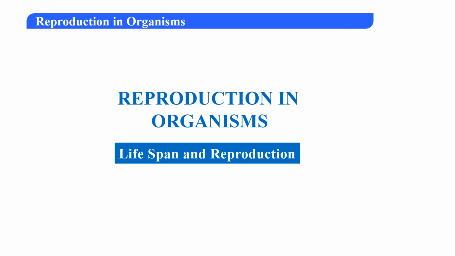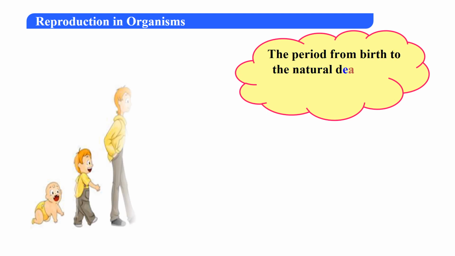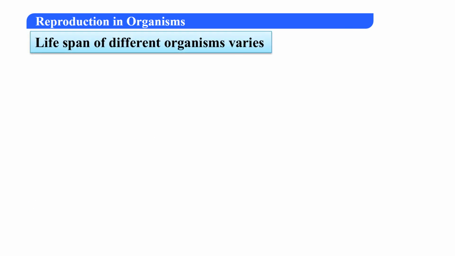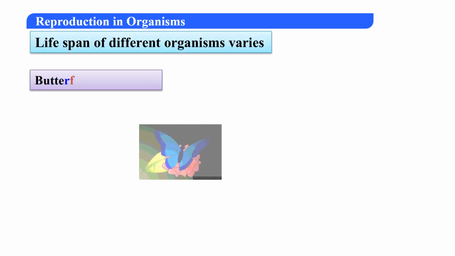Reproduction in organisms, lifespan and reproduction. The period from birth to the natural death of an organism represents its lifespan. Lifespan of different organisms varies.